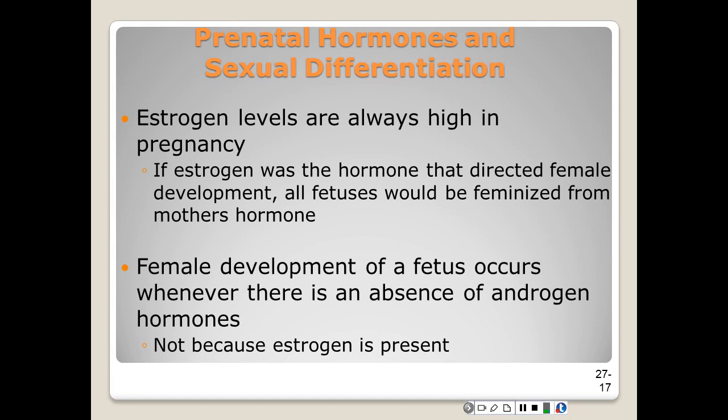Now, an adult male retains a tiny V-shaped vestige of the paramesonephric ducts in the area of the prostatic urethra. The level of estrogen is always high during pregnancy. The development of a female therefore results from the absence of androgens, not the absence of estrogen.